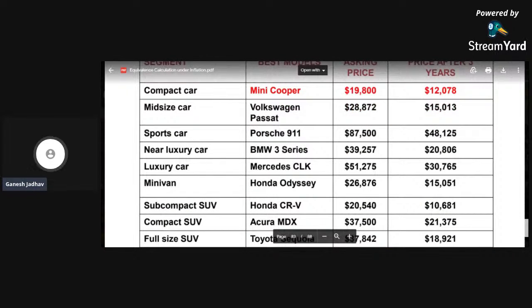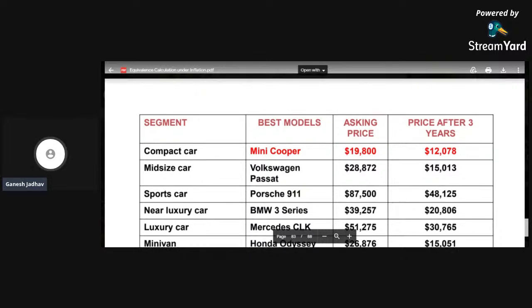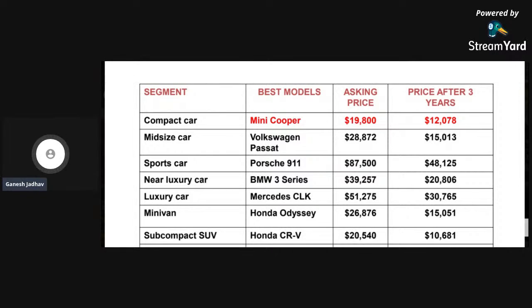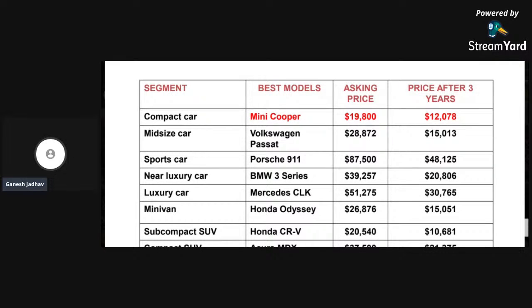This is the compact car, mid-size car, sport car. These are the values: the price after 3 years and the asking price. So here is the asking price, and also the price after 3 years.